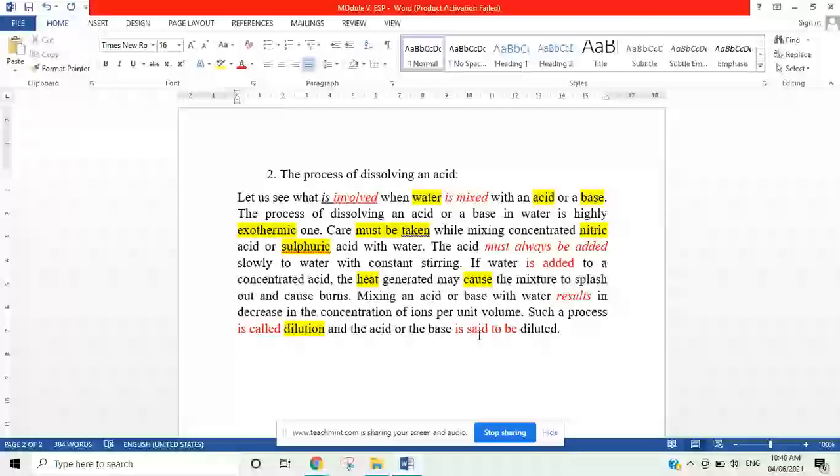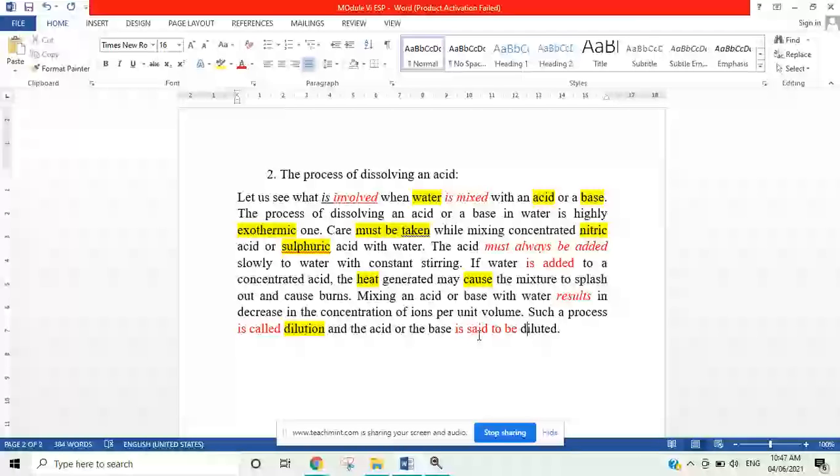Is involved when water is mixed with an acid or a base. The process of dissolving an acid or a base in water is highly exothermic. Care must be taken while mixing concentrated nitric acid or sulfuric acid with water. The acid must always be added slowly to water with constant stirring. If water is added to a concentrated acid, the heat generated may cause the mixture to splash out and cause burns.